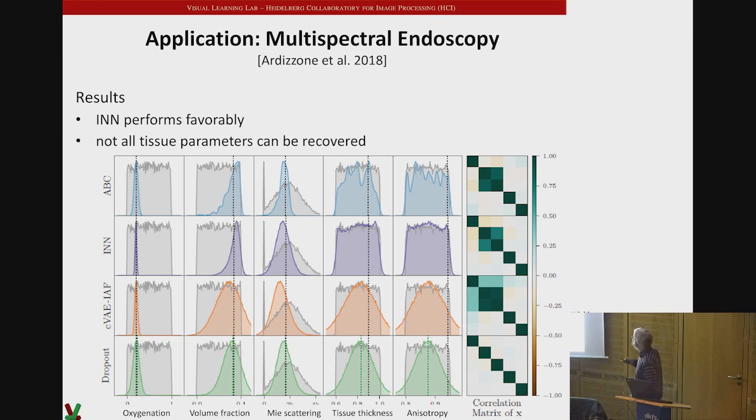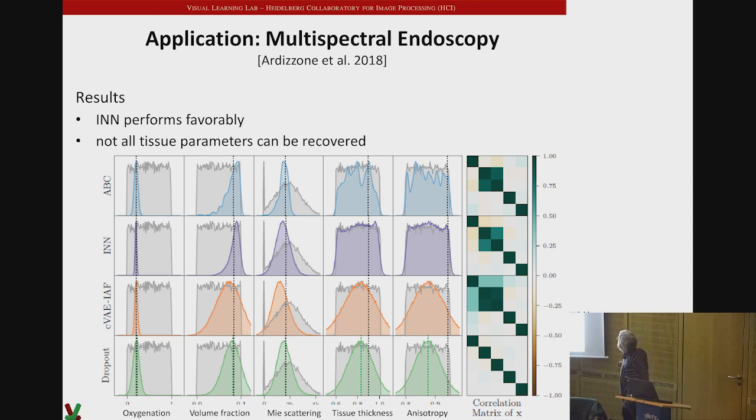And we see a number of things. First of all, the blood oxygenation is pretty well found by all the methods and with pretty small standard deviation. Then the volume fraction, so how much blood is in the tissue, has been found very well by the ground truth and by our method, but the other methods always return a symmetric distribution, whereas the fraction cannot be more than 1. And so we have a skewed distribution.